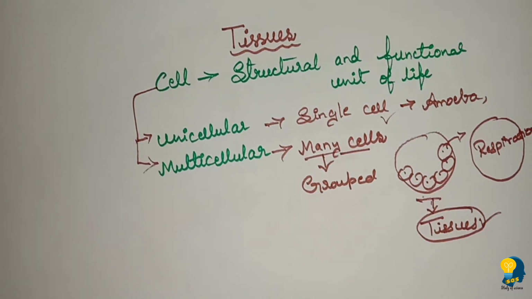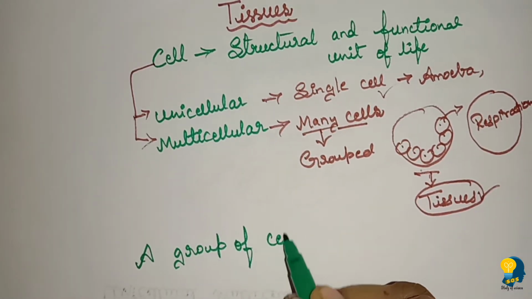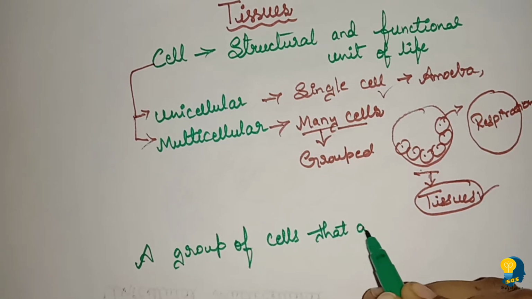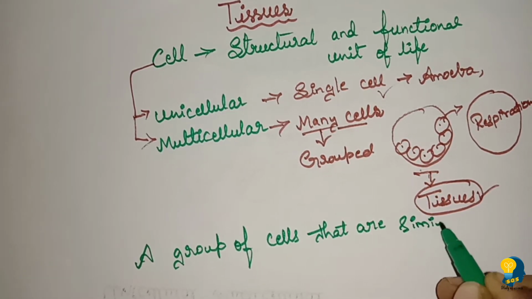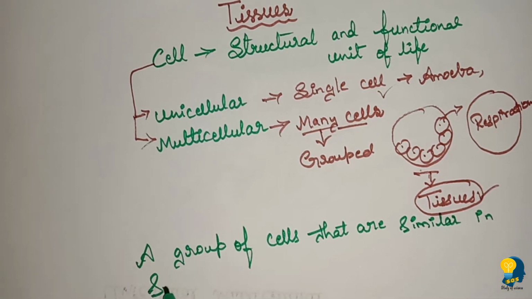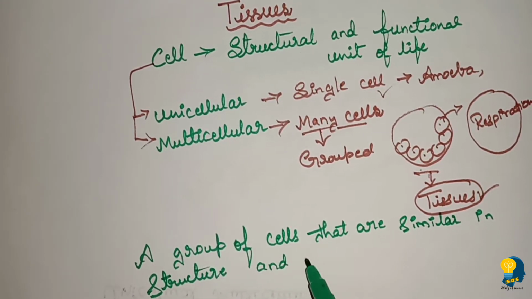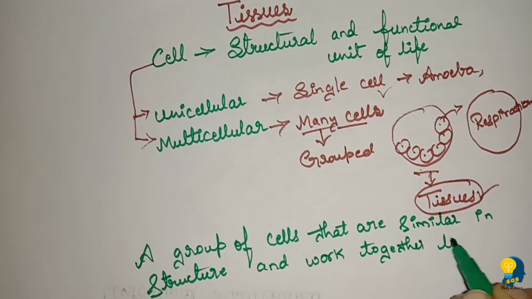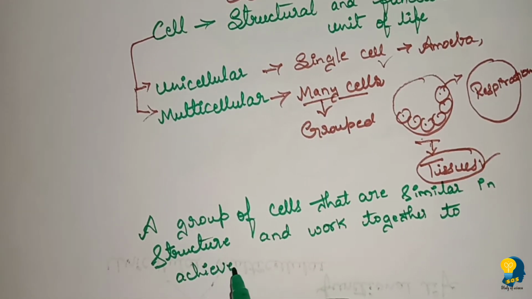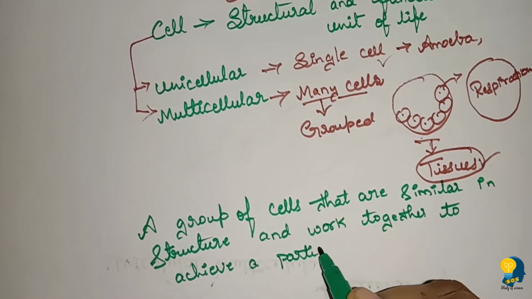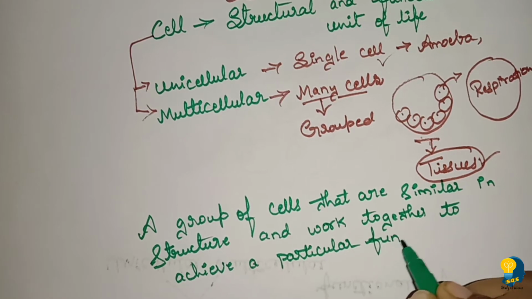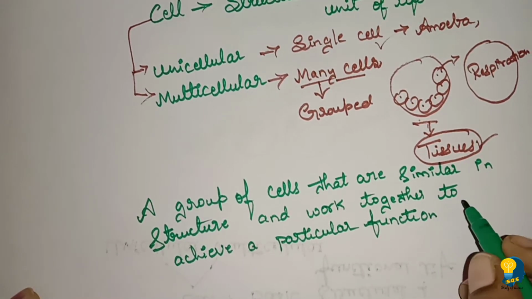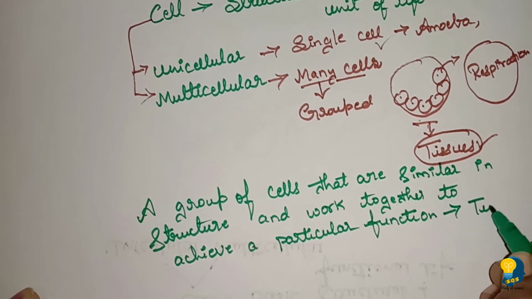Tissues are defined as a group of cells that are similar in structure, and they work together to achieve a particular function. To achieve a particular function, we call this a tissue.